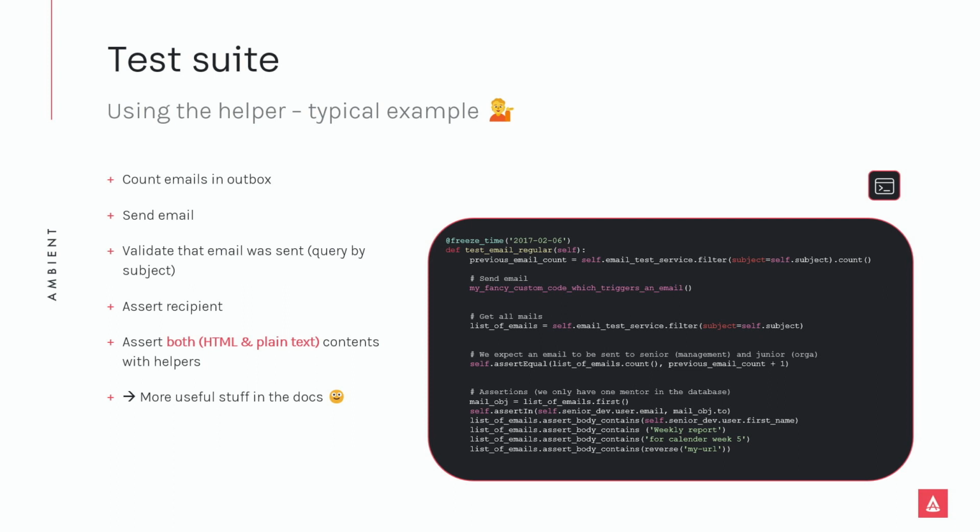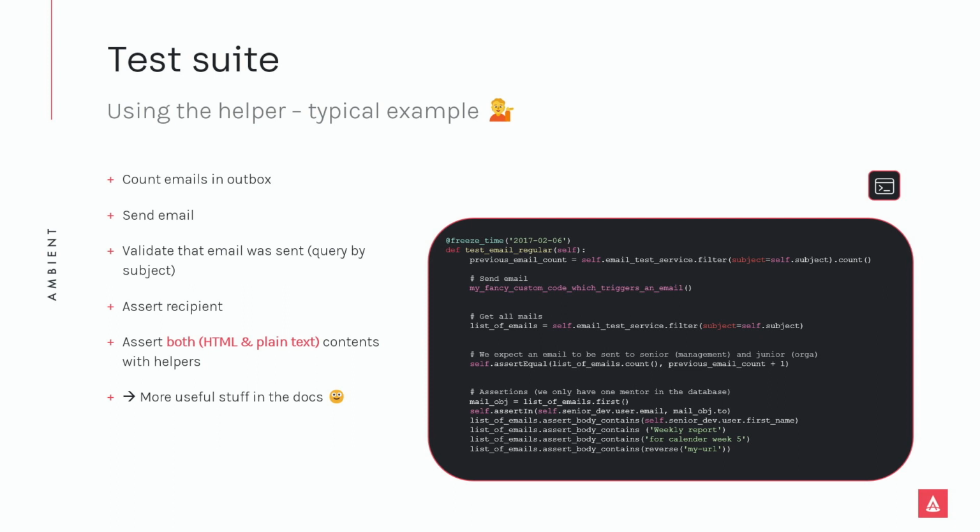Here is a quite typical test case I would have. It's a little bit small, but I'll just go quickly through it. At first, you would just say, I have my email test service, and I filter for the subject I'm interested in, for example, the email with account created. And I count how many I have there. Then I would say, okay, please now trigger this code that will send the email. Then I will check again for emails with that subject, and then I would assert that I have one email more because I just sent the email. If it's not one email more, then obviously something went sideways.